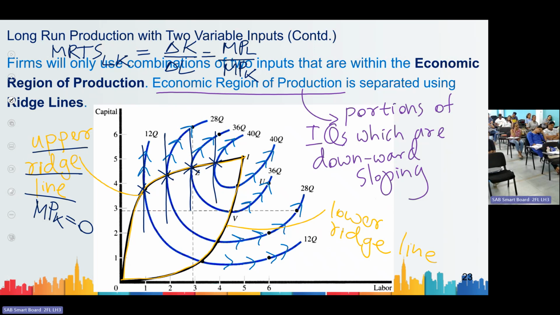When marginal product of capital is 0, what happens to the slope of the isoquant curve? What happens to the marginal rate of technical substitution? When MPK is 0, whatever the value of MPL, it doesn't matter. MRTS will be infinite. Any value of MPL divided by 0 gives infinity.